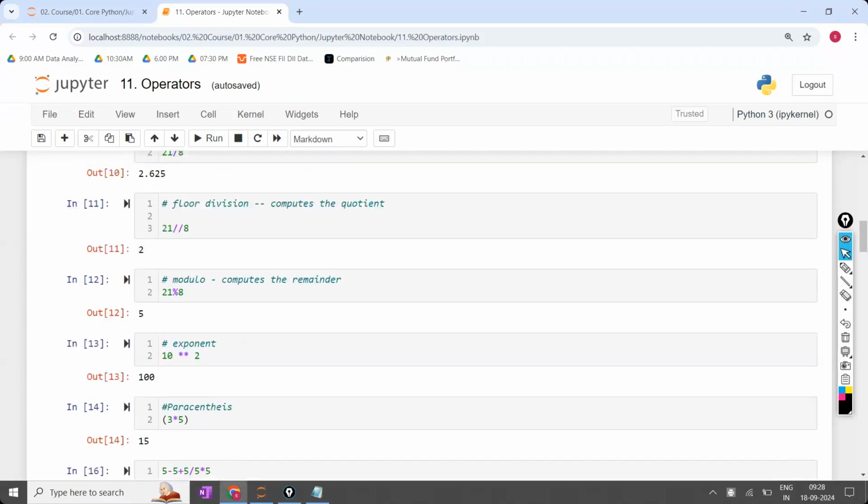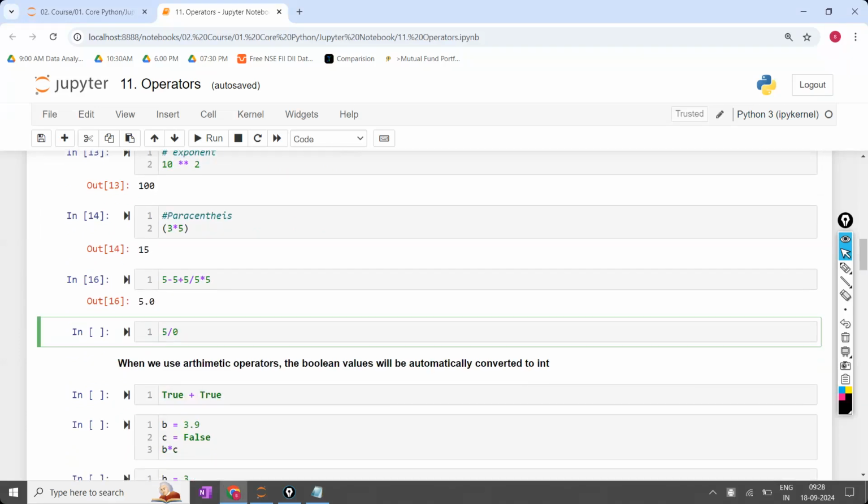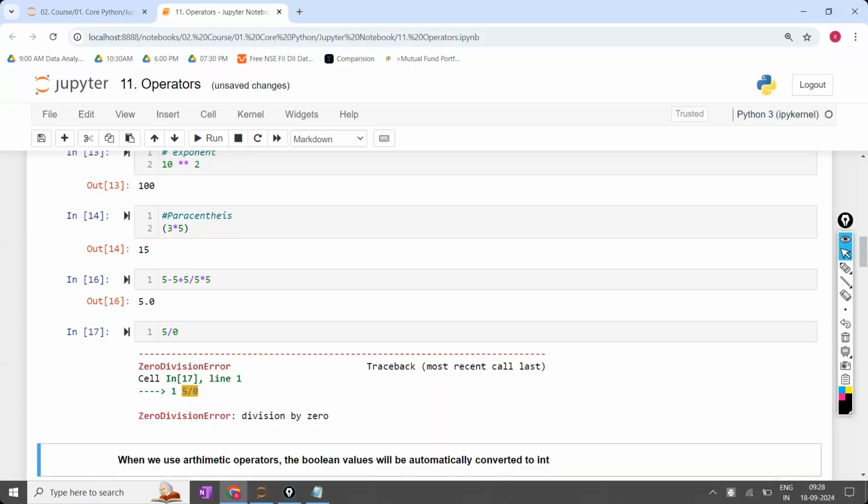Next, when you are trying to divide any value by 0, it is going to throw an error called ZeroDivisionError. It will not give an infinite value. The meaning of ZeroDivisionError is you are unable to divide by 0. You can't divide by 0. That is the meaning of ZeroDivisionError.